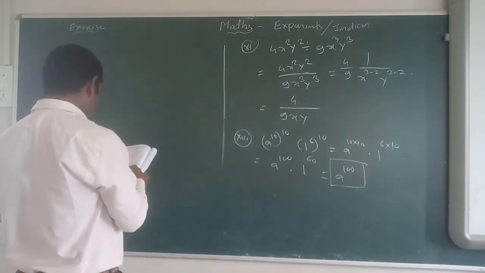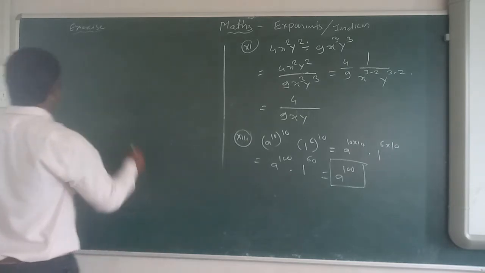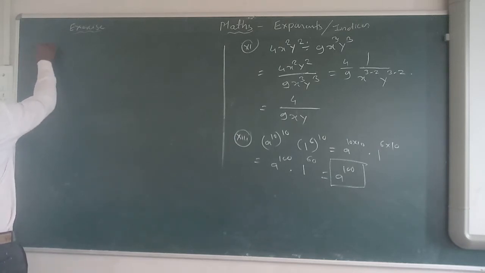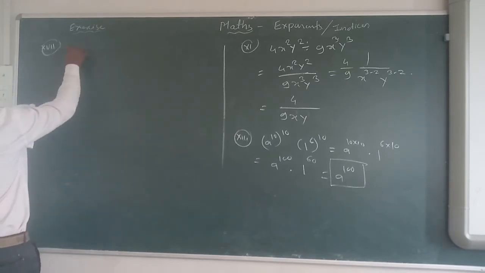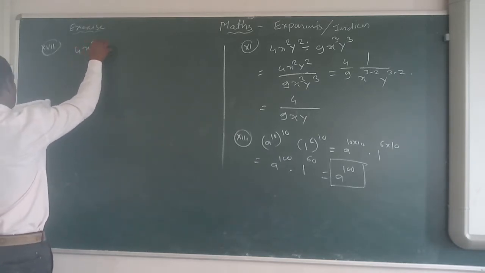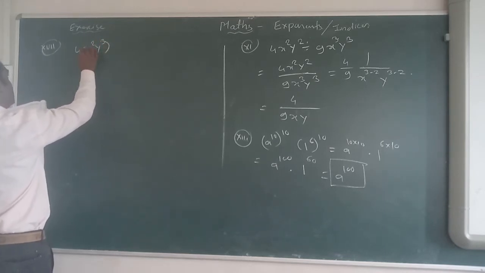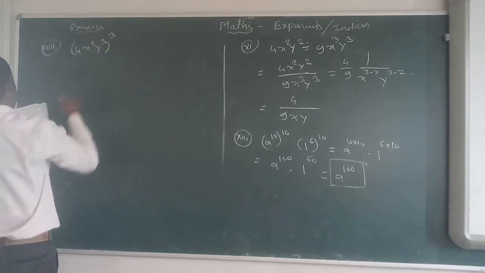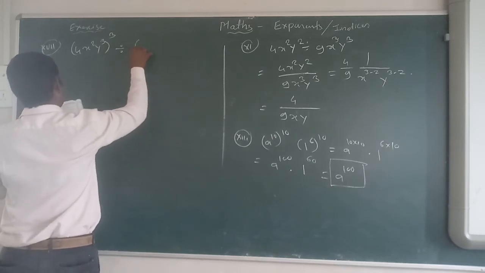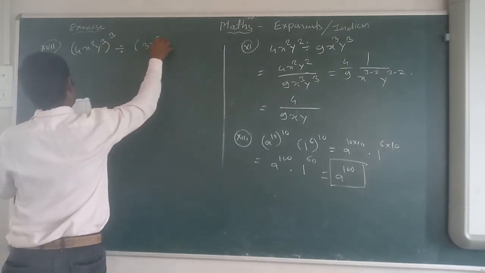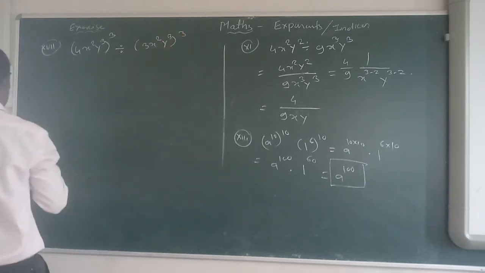Now we can take question number 15, and then question number 17. Question 17 is given: (4x² y³)³ divided by (3x² y³)³.